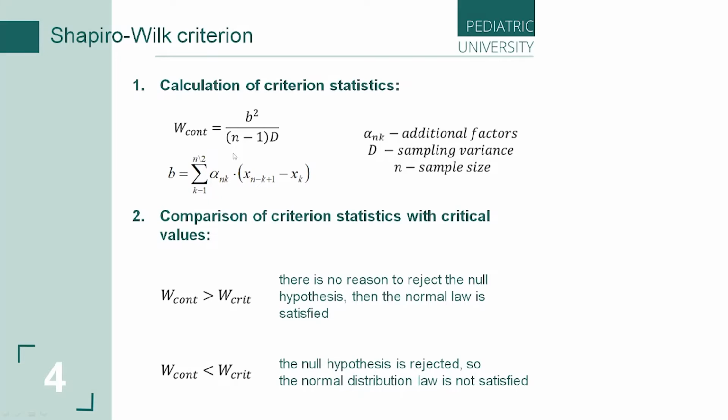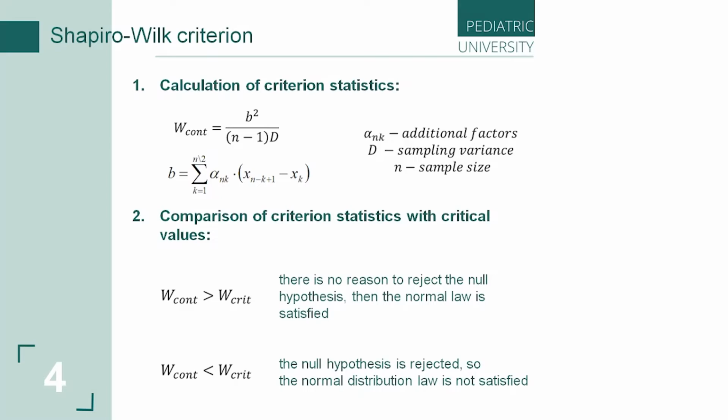So, what is n? n is the number of items in our sample, or we can say sample size. What is d? d is the sampling variance in our sample. And what is b? b is the number that is calculated as follows. You can see the special formula for b on the slide below.